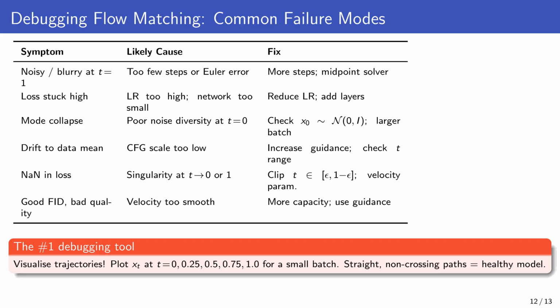The single most important debugging tool is trajectory visualization. Plot xt at several time points for a small batch. If the trajectories are straight and non-crossing, your model is healthy. If they are tangled, curved, or collapsing, something is wrong with your coupling or your model capacity.